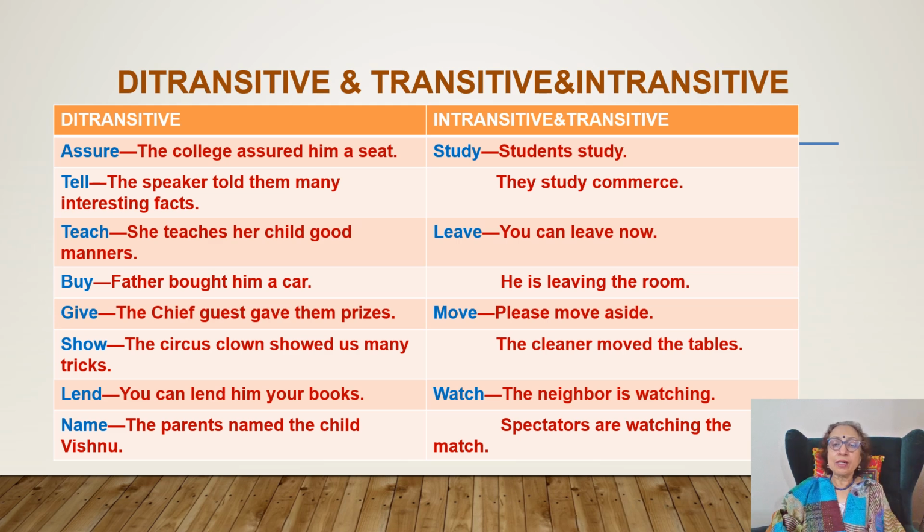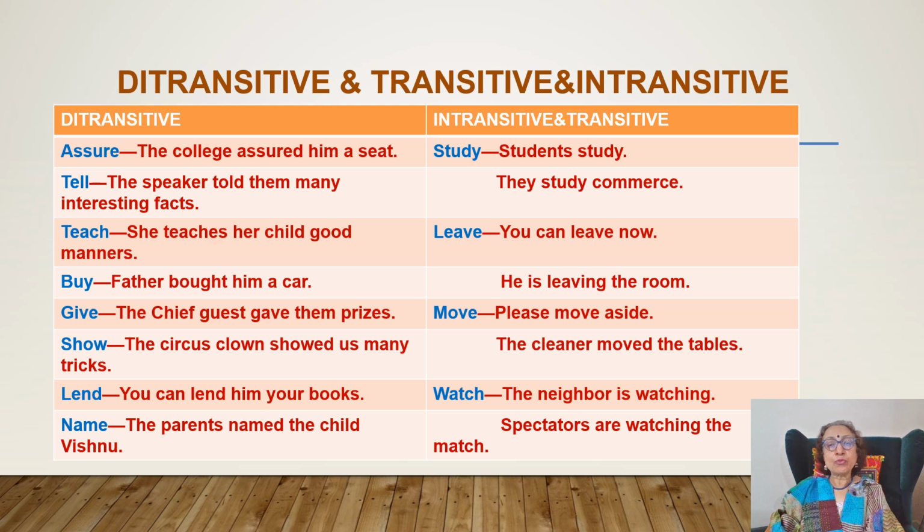Please move. He is leaving the room. The room immediately comes after the verb leave, and therefore it becomes transitive. Move. Please move aside. Aside also is not a noun, so it is intransitive. The cleaner moved the tables. This is transitive because tables is a noun and therefore the direct object.